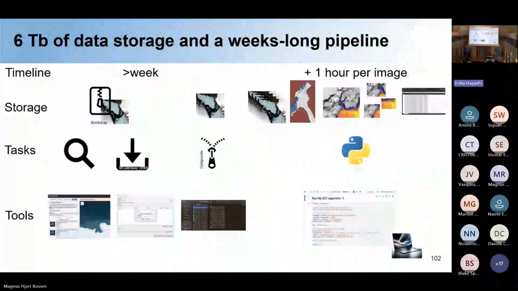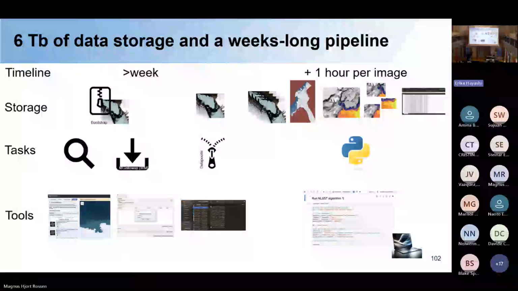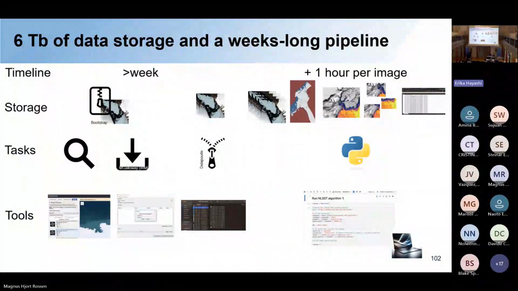This is what it looked like in my PhD. You had to go in, search for the data manually, and download it, because you didn't want to download every single image since they're so large. Then you had to unzip it. You saved every intermediate step because it was really time intensive to produce these sea surface temperatures and the classifications for them. So that was a weeks-long process, if not longer, and 6 terabytes of data.